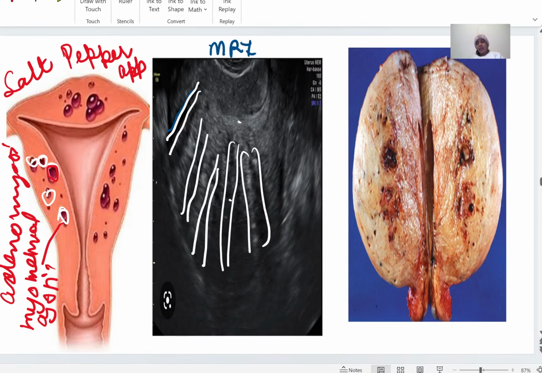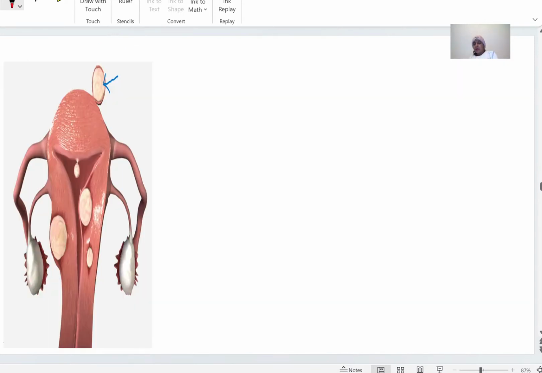Okay, what is this specimen? This is of adenomyosis. This is a myometrial cyst. Okay, adenomyosis. Very good. Okay, fibroids.